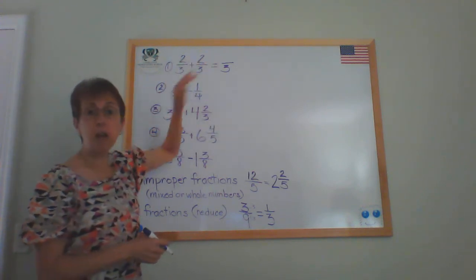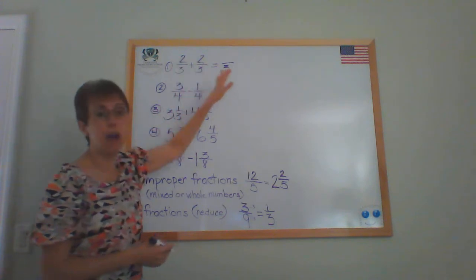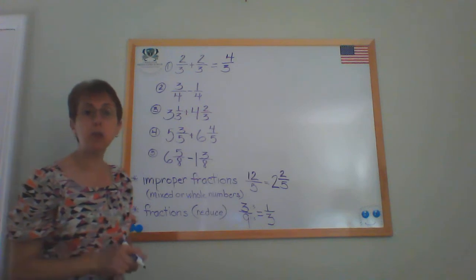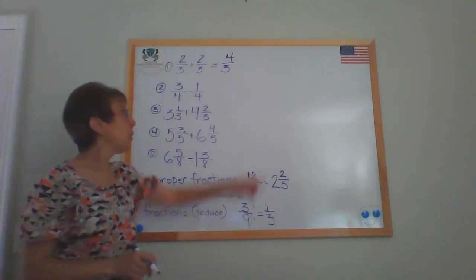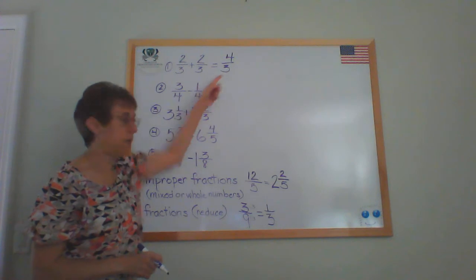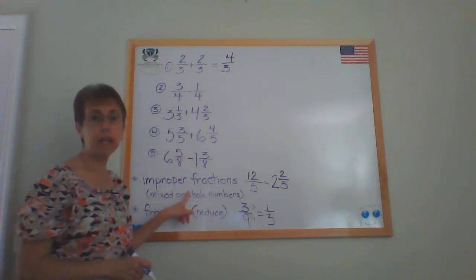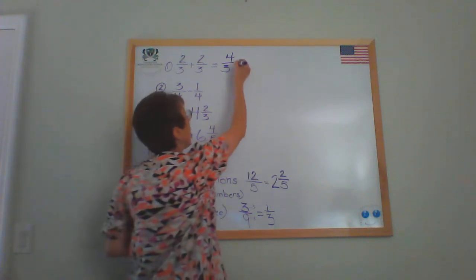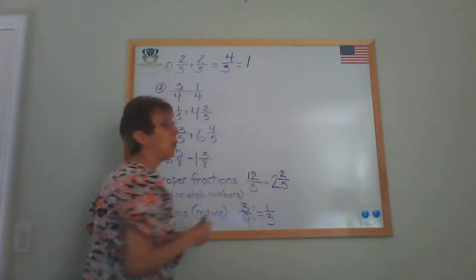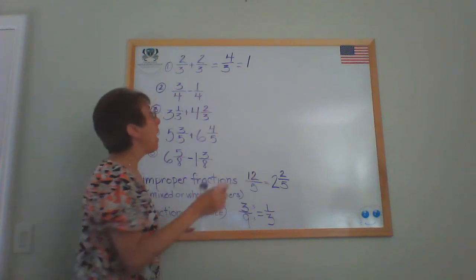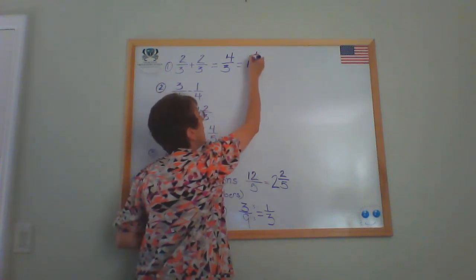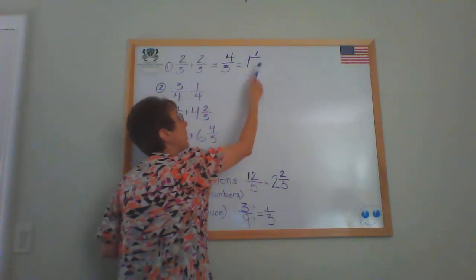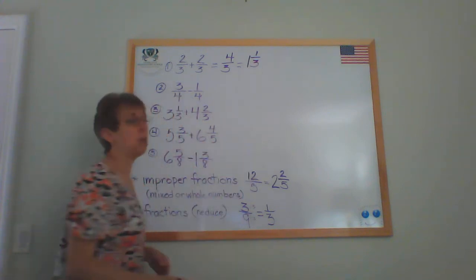Then we add or subtract the numerators. Here we're adding 2 plus 2, which is 4. So 2/3 plus 2/3 equals 4/3. Now take a look at that. That's an improper fraction. We can't leave it as an improper fraction, so now we have to do that division. 4 divided by 3 would be 1. 1 times 3 equals 3, and then you have a remainder of 1. In your division, your remainder becomes the numerator and the denominator stays the same, so 1 and 1/3.